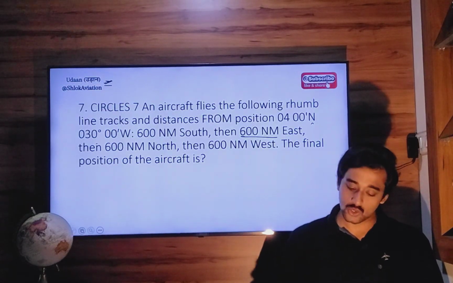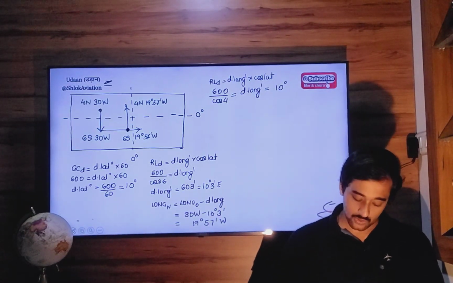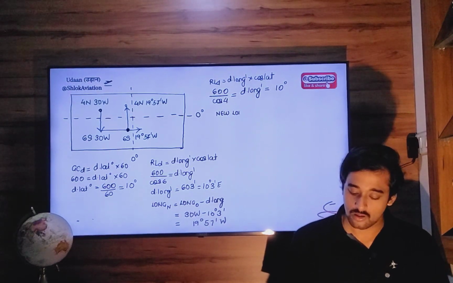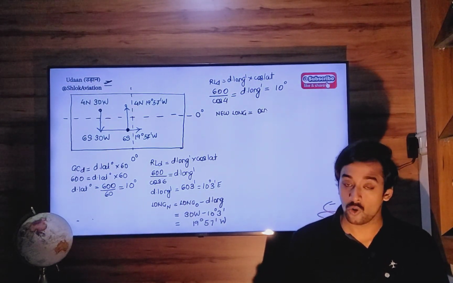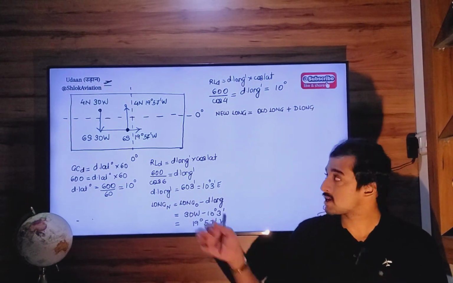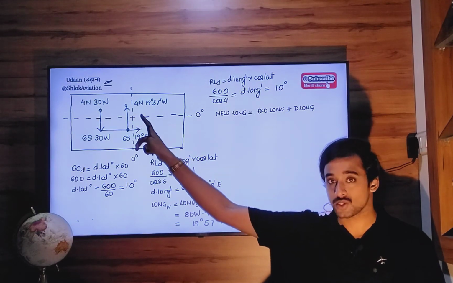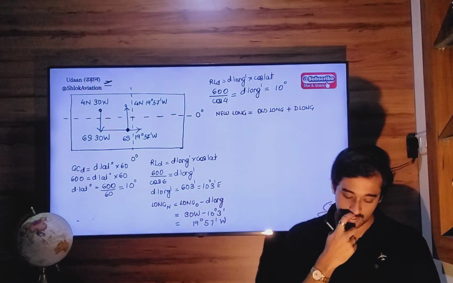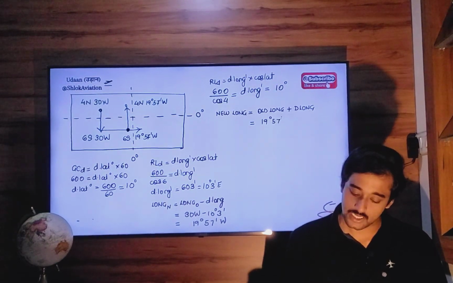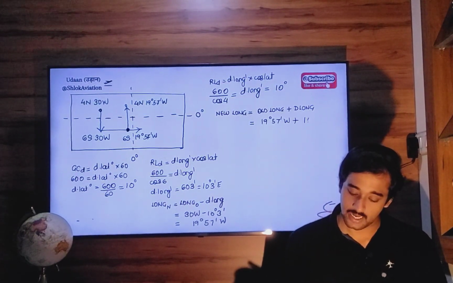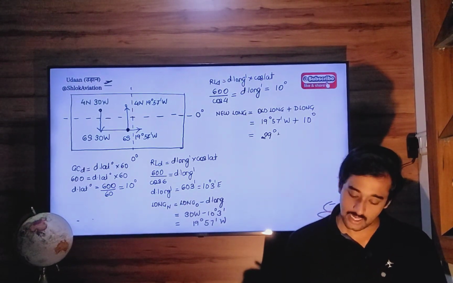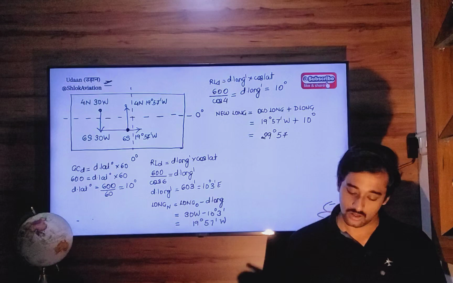You are traveling westwards. So traveling westwards, new longitude will be initial longitude or old longitude plus d long. Why plus d long? Because you are traveling west in the west hemisphere. Okay, so the values will increase. 19 degree 57 minutes west plus 10 degree d long, that is 29 degree 57 minutes west.